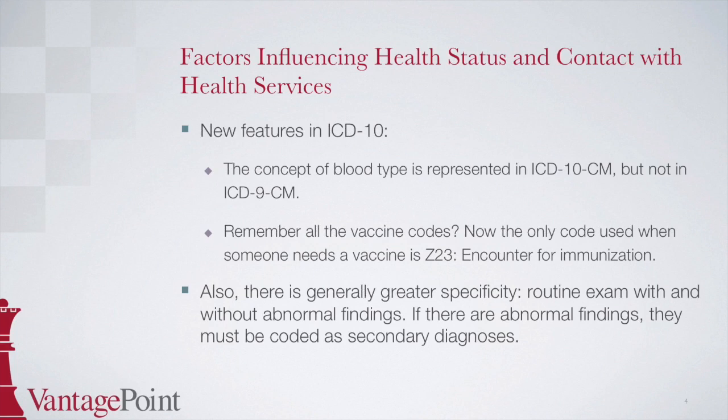Even though many of the codes are similar from ICD-9 to ICD-10, with the exception that V codes are now Z codes, there are a few new features in ICD-10. The concept of blood type is now represented with specific Z codes for each blood type and Rh factor. Another change is that there are no more specific codes for the type of vaccine the patient is receiving. All those vaccine codes have been replaced by a single code, which is Z23, encounter for immunization.